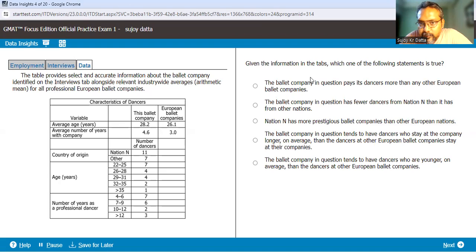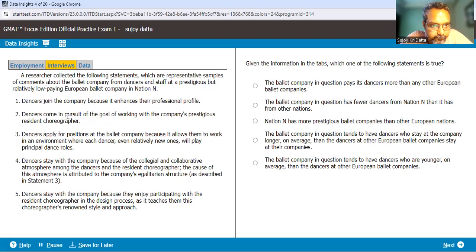In the tabs, which of the following is true? The ballet company in question pays its dancers more. No. Has fewer dancers from N than it has from other nations, and has more prestigious companies than other European nations. Okay. The ballet company in question tends to have dancers who stay at the company longer on average than dancers stay at their companies.